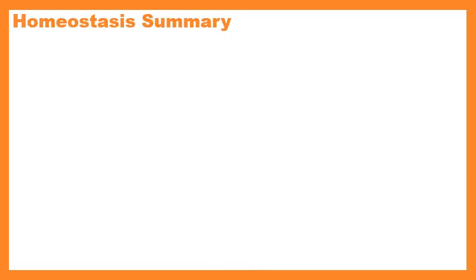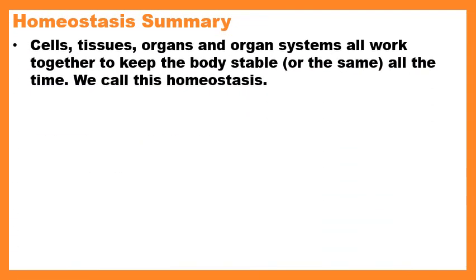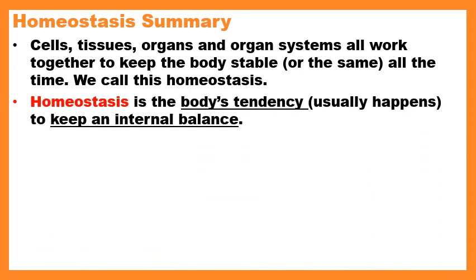Let's move on to the homeostasis summary. This is our second chapter for the day. Cells, tissues, organs, and organ systems all work together to keep the body stable. Another word for stable is same all the time. So we call this homeostasis. Homeostasis is the body's tendency, or what the body usually does, to keep an internal balance, a balance on the inside. And this internal balance is going to happen no matter what is happening outside of the body. The body tries really hard to keep conditions the same internally, and we call this process homeostasis.